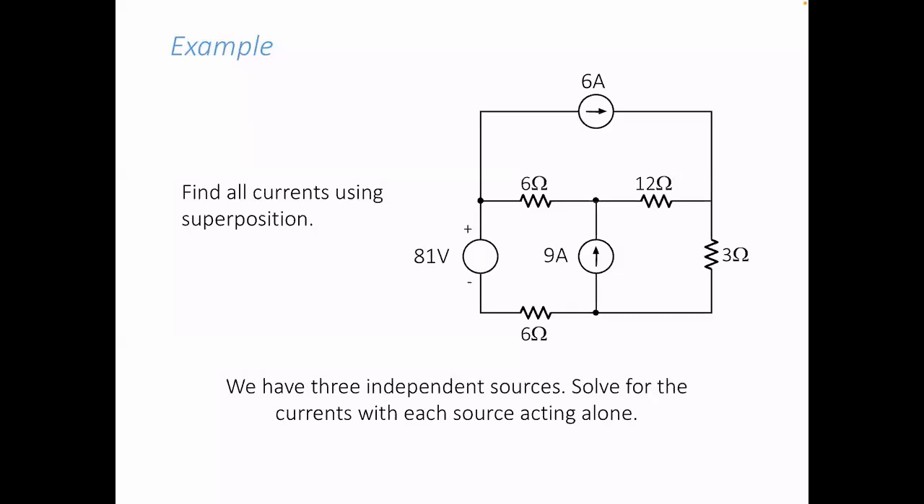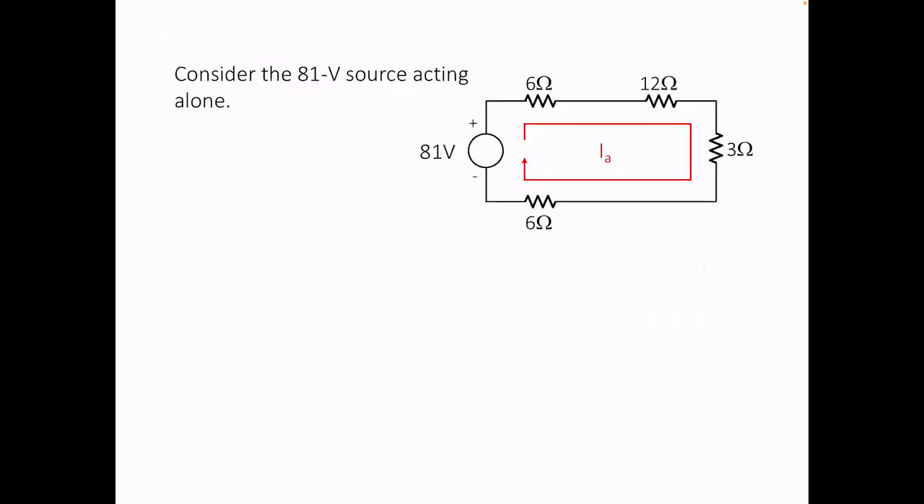Okay, here's another problem. No? Find all currents using superposition. So here I have three sources. I have an 81 volt source, I have a 9 ampere source, and I have a 6 ampere source. So we have three independent sources. Solve for the currents with each source acting alone. So meaning to say, any voltage or current in my circuit will have three components, one due to the 81 volt source, one due to the 9 ampere source, and one due to the 6 ampere source. No?